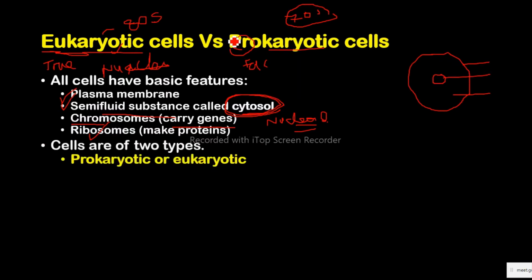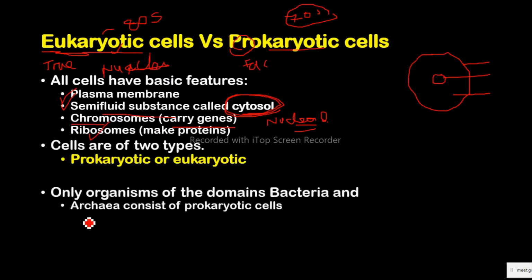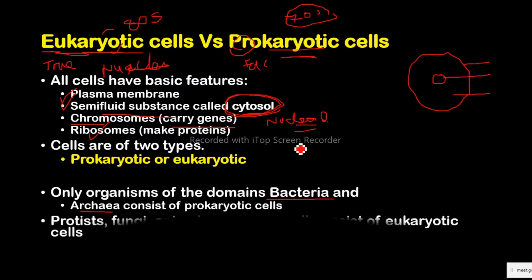Now, the cells can be of two types, prokaryotic and eukaryotic cells. Only organisms of the domain bacteria, which consists of archaea and the eubacteria, are the ones that belong to prokaryotic cells. And so by now, you should be in a position to determine what makes a eukaryotic cell and what makes a prokaryotic cell. Is that okay? Yes, we have seen that all cells have this. All of them do have that.